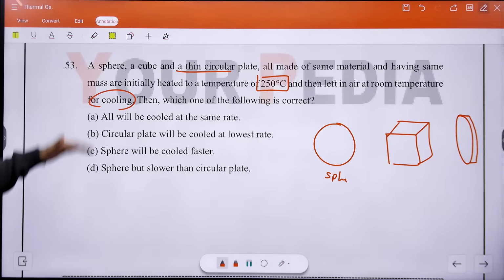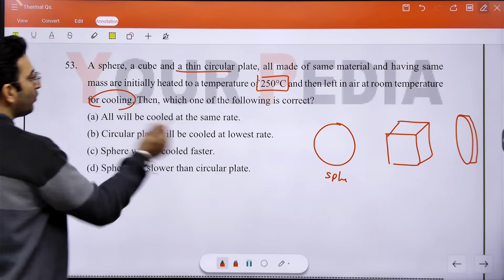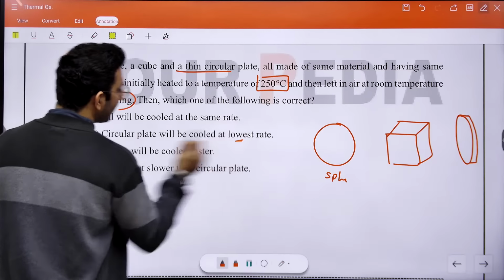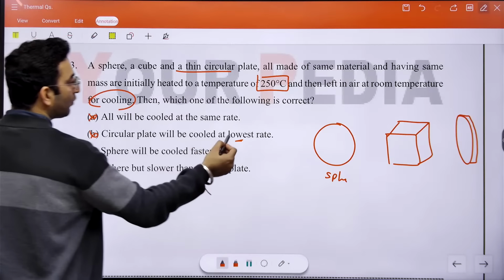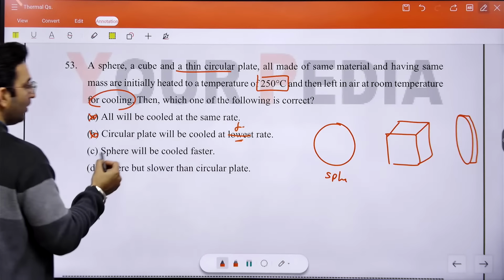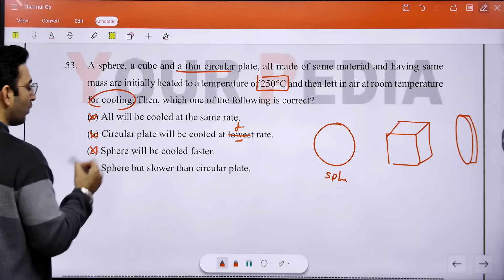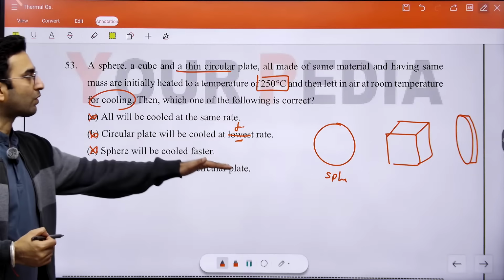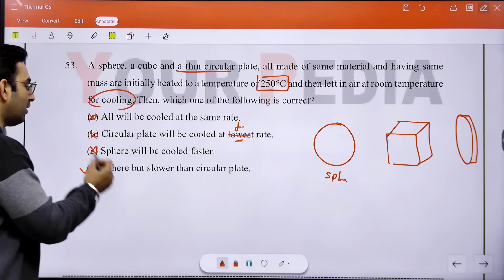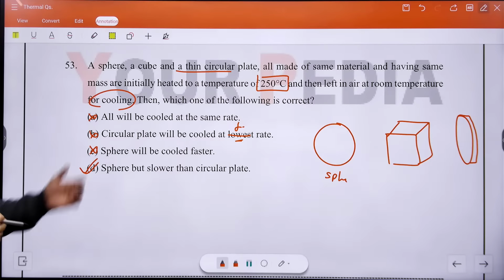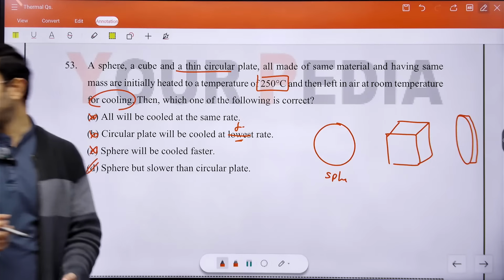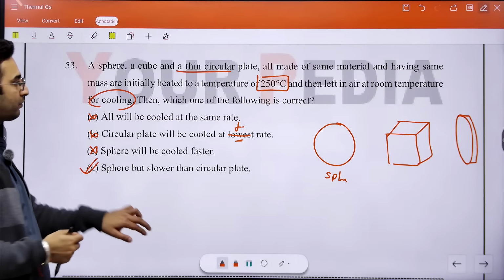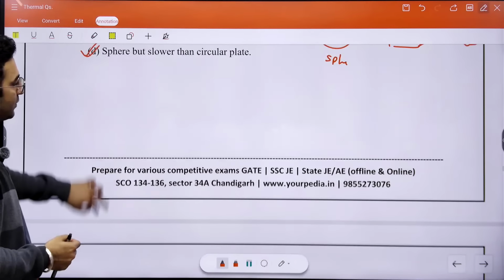Okay, so if you see the options, all will be cooled at the same rate, that is a wrong one. Circular plate will cool at the lowest rate, that is a wrong one here. It will cool at a faster rate here. Sphere will be cooled faster, that is also a wrong one here. Okay, sphere, but slower than the circular plate, that is the correct one here. Sphere is going to have the lowest rate as compared to the circular plate there. So option number D will be the correct answer. Okay. Next part.